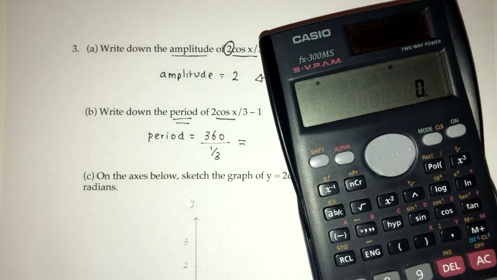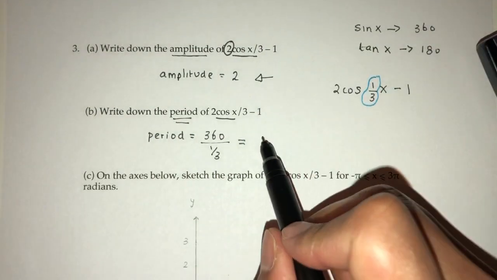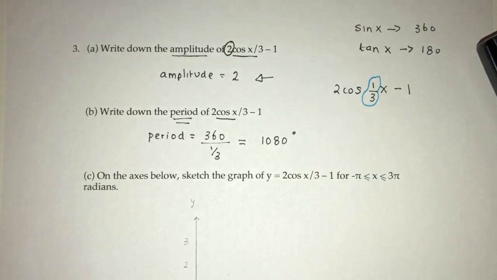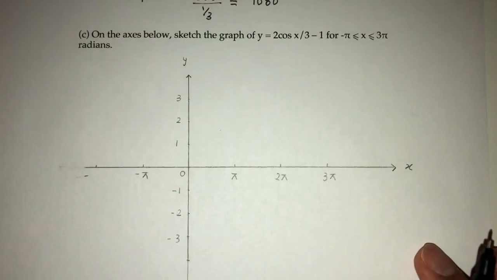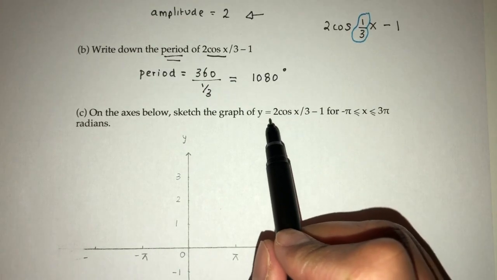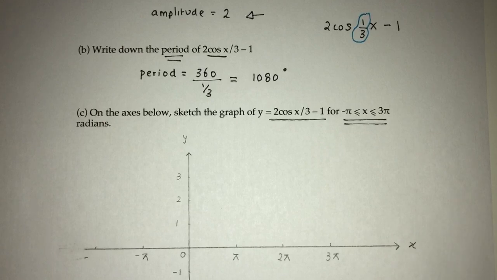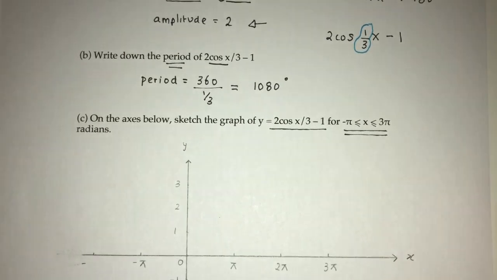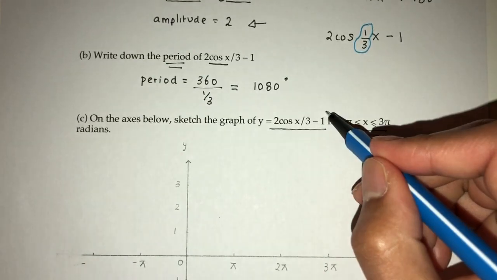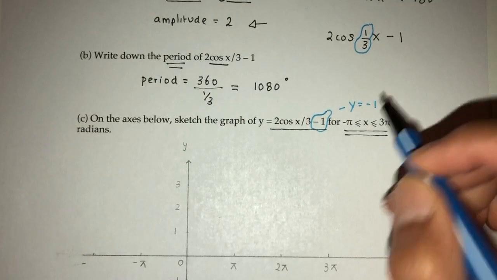So let's check what will that give you. That will be 1080 degrees. But now if you want to, you can always convert that to radians, up to you. Now for part C, we have to sketch the graph, the same graph, for this domain. So pretty easy. Usually what I will do is I will first draw my baseline. Baseline is this part right here. It is -1. You can see -1. So this is y equal to -1, called the baseline.